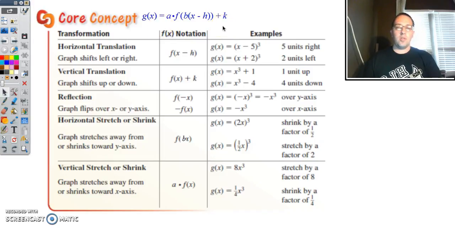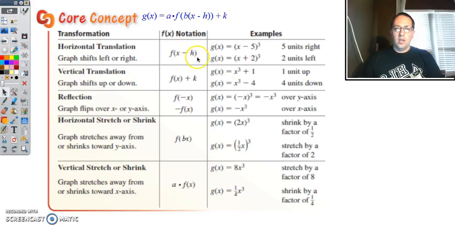It didn't matter if it was linear or quadratic or cubic, whatever, it doesn't matter. We have the same transformations. Same a, b, h, and k. And you'll notice they do the exact same things in polynomial functions that they did in quadratic functions or in linear functions or in absolute value functions. All right? And so a horizontal translation, that's the h.